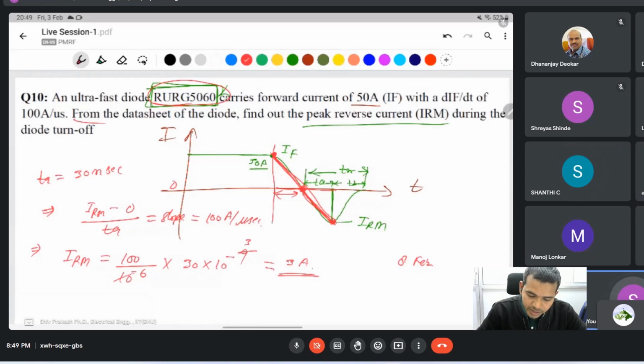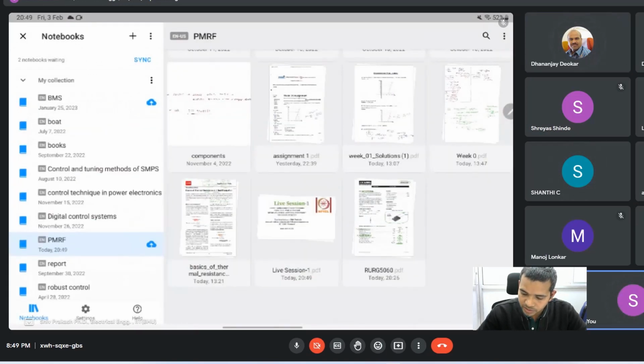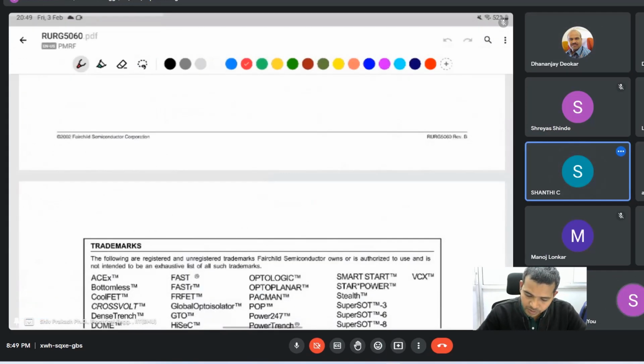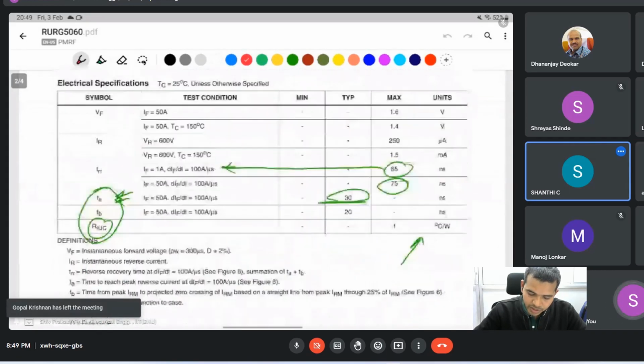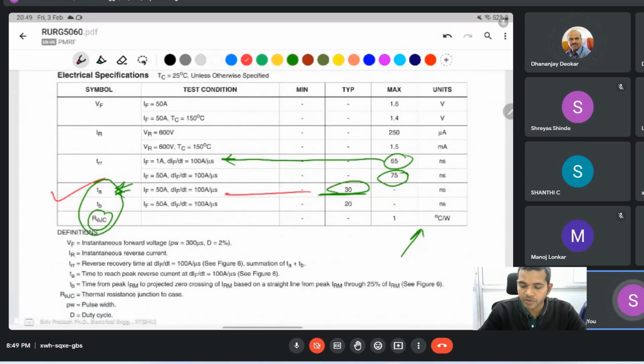From the data sheet you take a TA value. Here is not mentioned any TA value, the time to take the reverse maximum current, is not mentioned here. If you see the data sheet, this one is given the TA time, 30 nanosecond. Take the TA value from here.